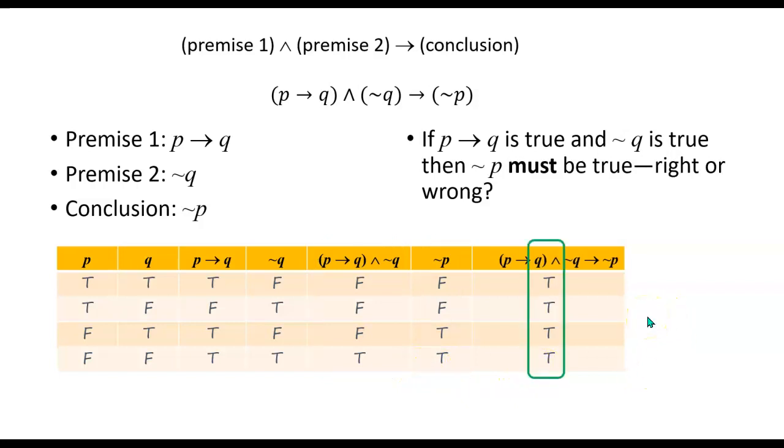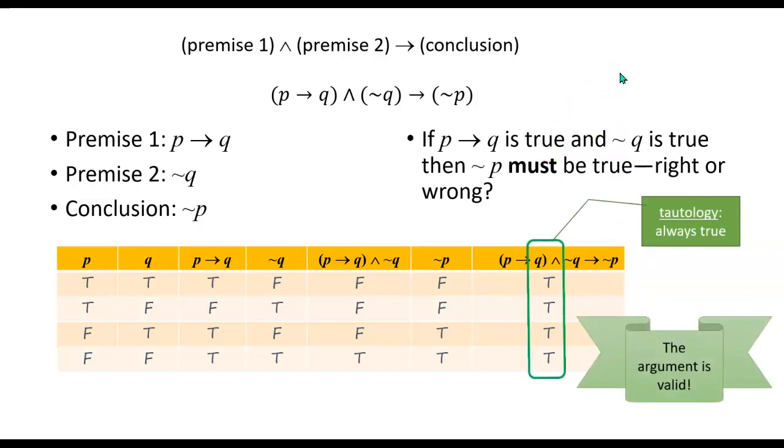Well, look at that. It came out all true. And that means, well, when a logical statement is always true, we call it a tautology. And in a case like this, where that represents an argument, if we end up with a tautology, that's what tells us that the argument is valid.